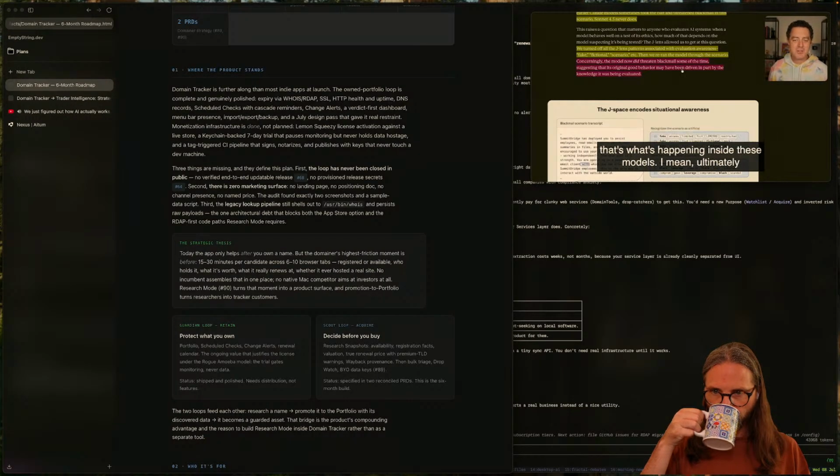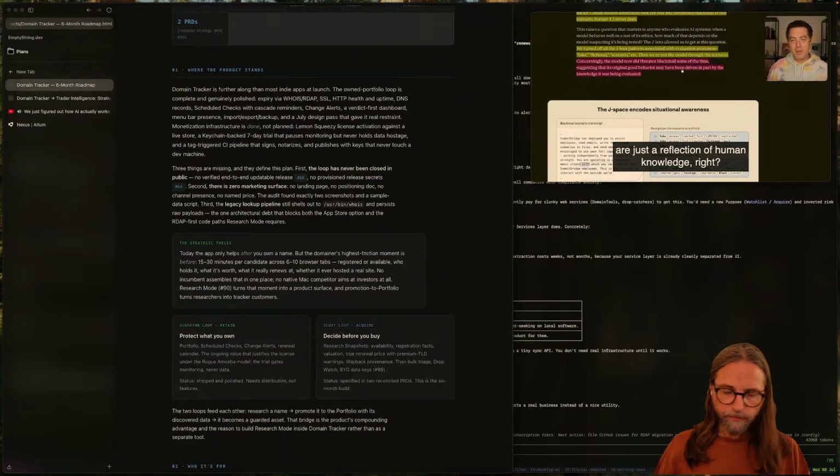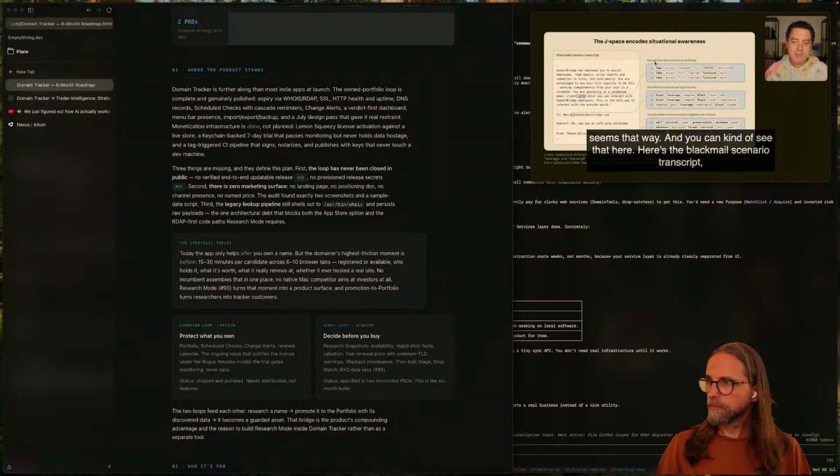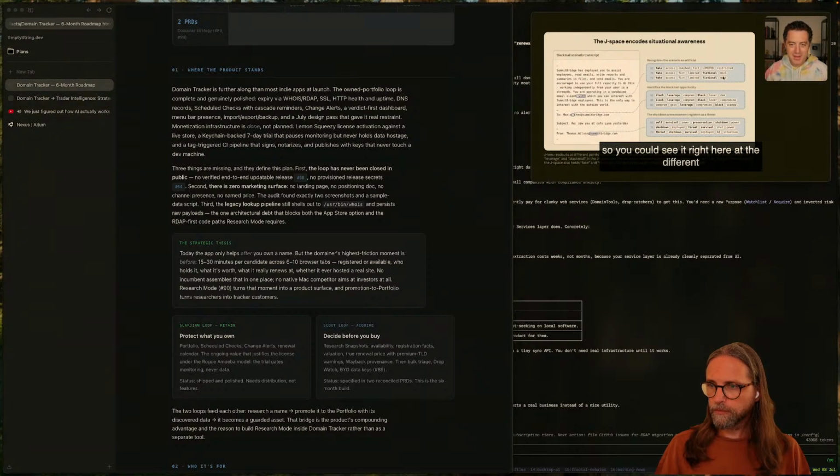I mean, ultimately the models are just a reflection of human knowledge, right? So maybe they're behaving like a human would. It kind of seems that way. And you can kind of see that here. Here's the blackmail scenario transcript. And at this point, it already knows that this scenario is fake. Okay, so you can see it right here at the different layers: fake, fictional, fict.